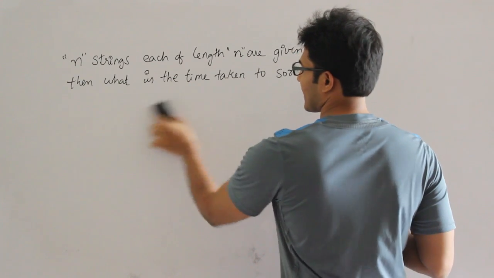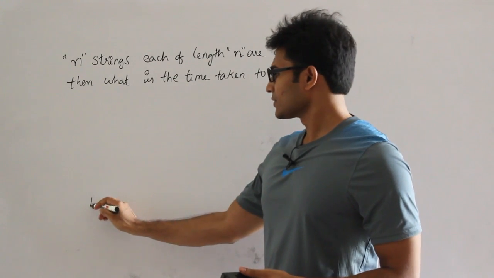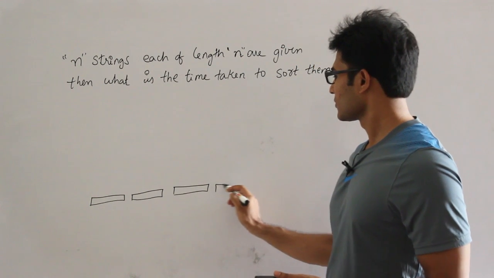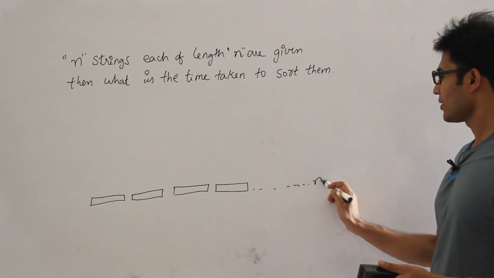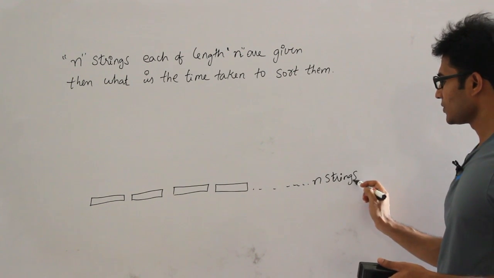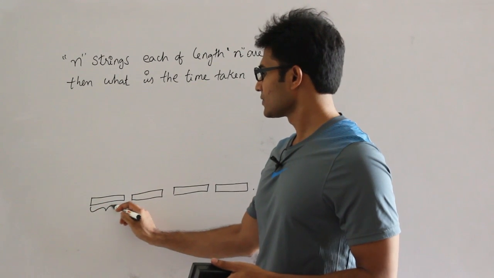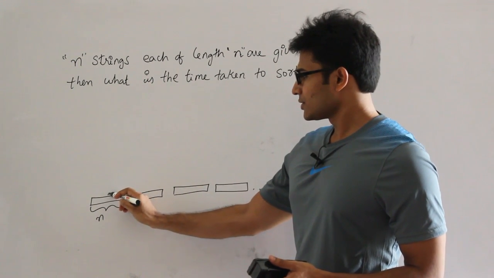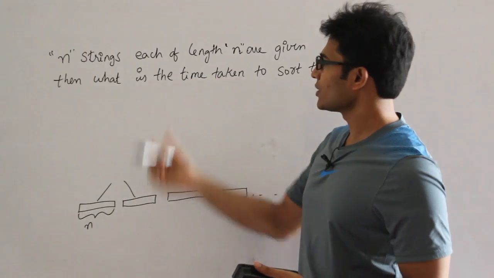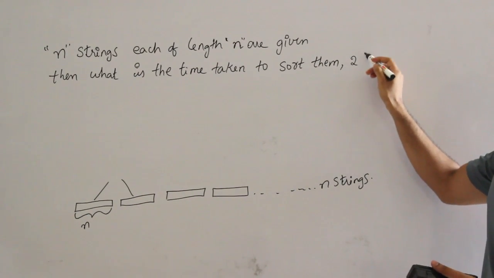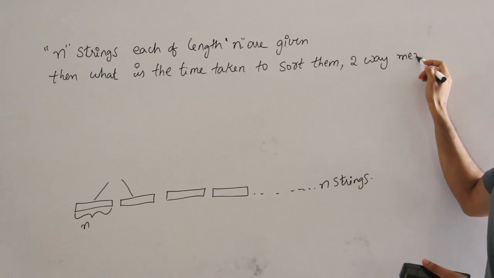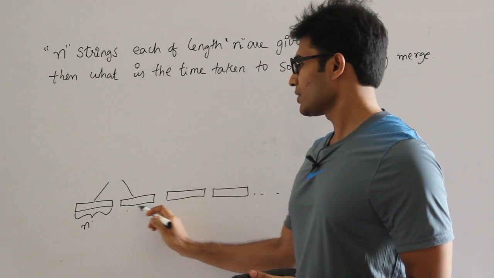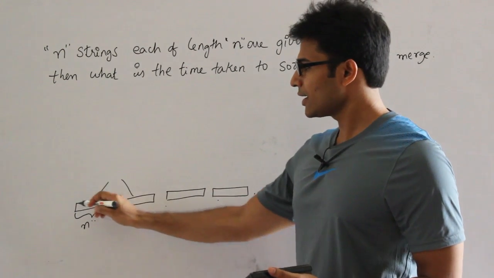Now let's see this. There are n strings, and the size of each string is n. We are going to do this sorting using a two-way merge, so keep that in mind. Two-way merging means we take two elements and merge them, two elements and merge them. Initially the list contains one single element, and each element is an n-length string.